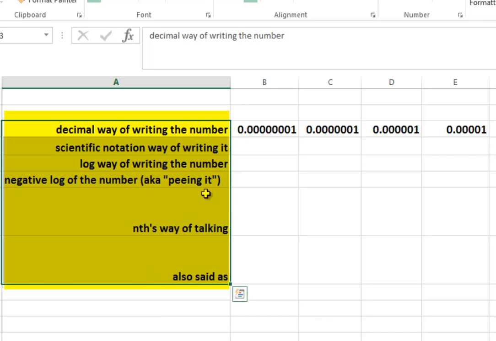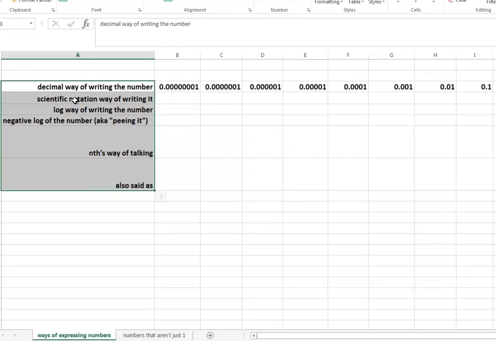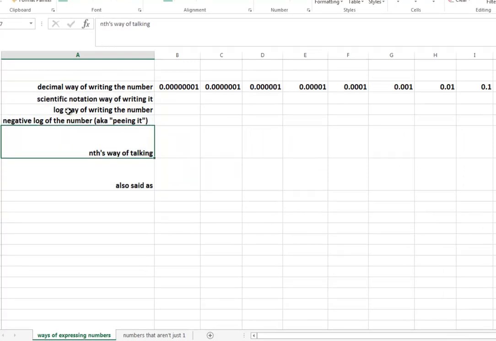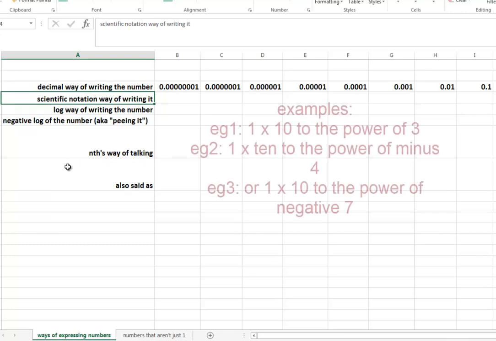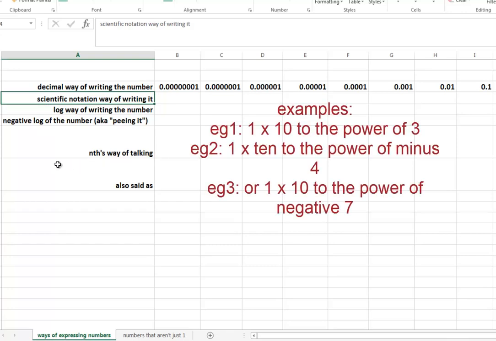So let's see if we can see a pattern here. And it's not enough just for you to see the pattern, you need to know, memorize, and be able to reproduce the pattern yourself. So this is the decimal way, or what they call the decimal equivalent. Now let's take a look at the scientific notation way, where you're doing something times 10 to the something or other.